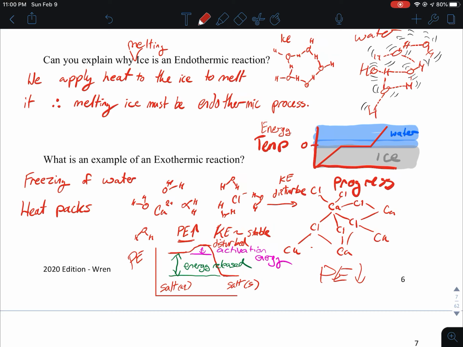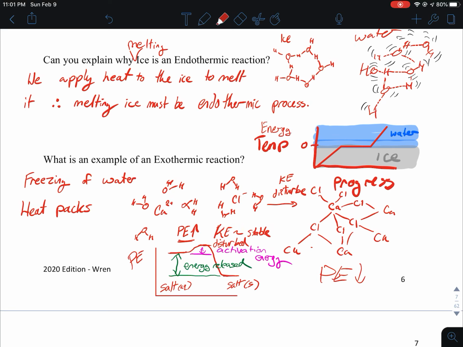What is an example of an exothermic reaction? We have the freezing of water as an exothermic reaction. So the freezing of water, or we could talk about heat packs. And we had a heat pack in class this week where the molecules are in some sort of high energy configuration. In a heat pack, it's usually some sort of chloride salt, and the salt is dissolved.